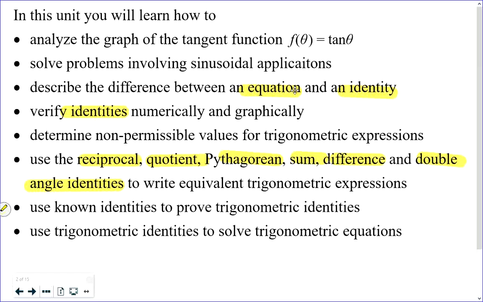Some of the things we've talked about are identities. Cosecant theta equals 1 over sine of theta is an identity. I probably didn't call it that before, but it's an identity. We're going to be proving trigonometric identities. We're going to be using identities to solve trigonometric equations. So that's where the practice is going to come in this unit.